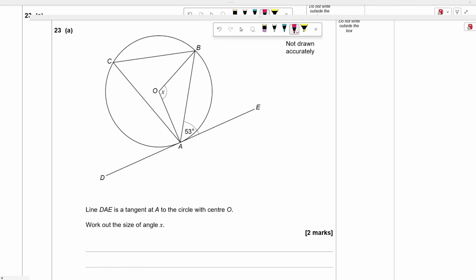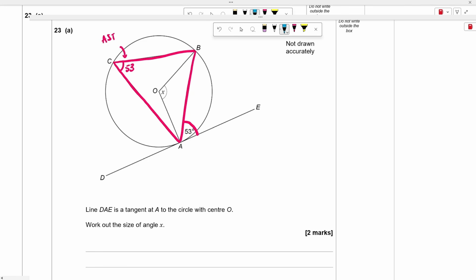Now here we can actually see quite a range of different circle theorems. I can see a radius meets a tangent at 90 degrees, I can see an arrowhead, and I can also see the alternate segment theorem. Now looking at what angle they've given me, which is this angle here, then using the alternate segment theorem, that angle is connected to triangle ABC, that angle ACB, this angle here is also going to be 53 degrees, and that is due to the alternate segment theorem.